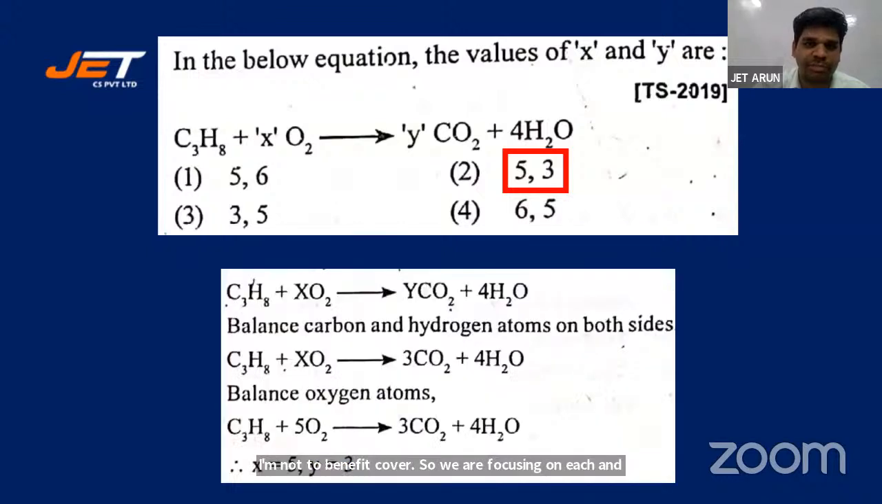All right, let's see the solution. So here he is balancing the reaction. He's first balancing carbon and hydrogen atoms on both sides. Then he's balancing oxygen atoms. So the balanced equation turns out to be C3H8 plus 5O2 gives rise to 3CO2 plus 4H2O. So X is equal to 5 and Y is equal to 3.